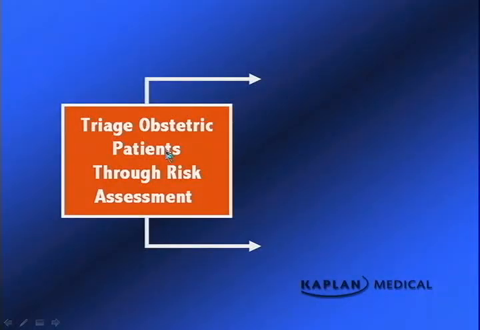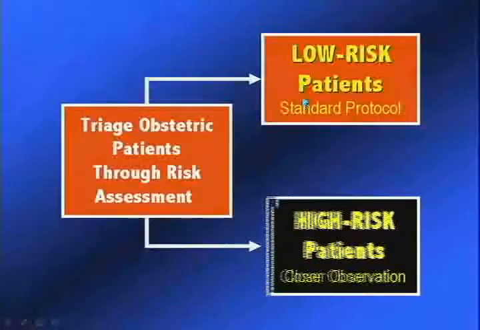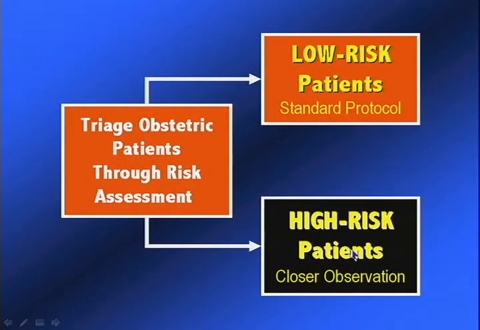We will triage the patient through risk assessment. If it is a low-risk patient, we will see her according to the standard protocol, which is monthly for the first 28 weeks, every other week until 36 weeks, and then weekly from 36 weeks on. But if she has high risk factors, we're going to see her far more frequently.